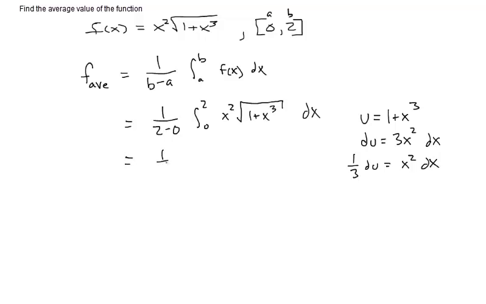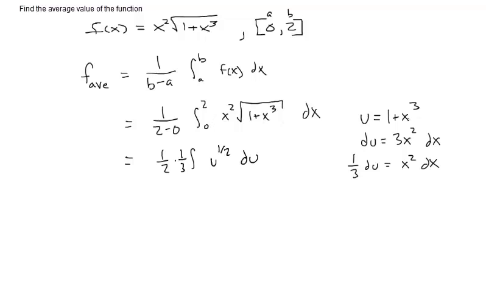So I have 1/2 and then the integral, and here we have x squared dx is equal to 1/3 du. So I'm going to put the 1/3 out front as well, and then we're going to have a du, and then our u is equal to 1 plus x cubed. So we have u to the 1/2, and now we need to change our limits of integration so that they're consistent with our u variable.